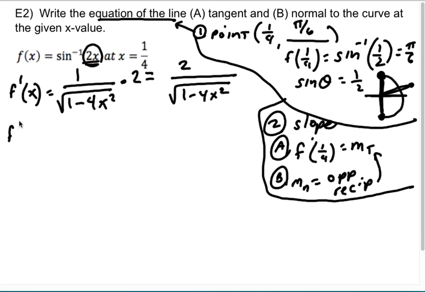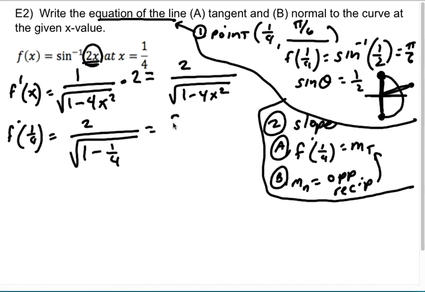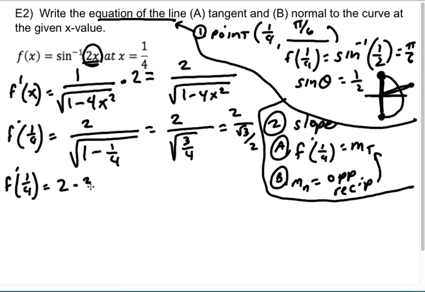So now I need f prime of 1/4. Well, that's going to be a 2 on top of the square root of 1 minus, so this is going to be a 4 times a 1/16, right? 4 times 1/16 is 4/16 or 1/4. So I get that this is a 2 over the square root of 3/4, right? Because that's what 4/4 minus 1/4 would be, which is the same as a 2 over root 3 over 2, right? Because it'd be root 3 over root 4. So I'm going to get that my f prime of 1/4 is a 2 times the reciprocal of that denominator. I get a 4 over root 3.